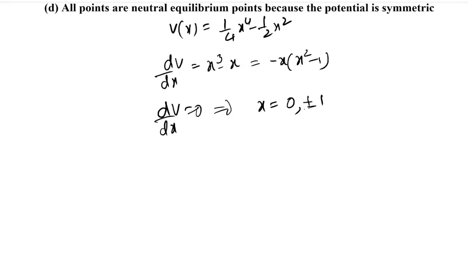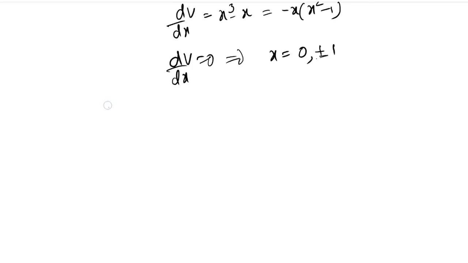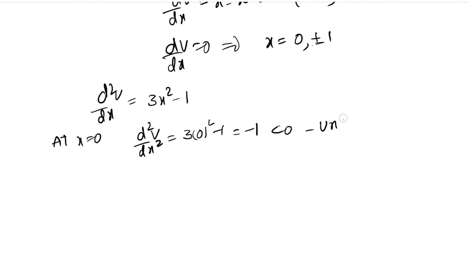So now we will see the behavior at each point. For that, first of all, we have to find the double derivative of the given potential. Which will yield 3x square minus 1. So we have 3 cases, right? At x is equal to 0, d square V by dx square is equal to, substituting 0 here, minus 1. So less than 0, that is a negative value representing unstable equilibrium.